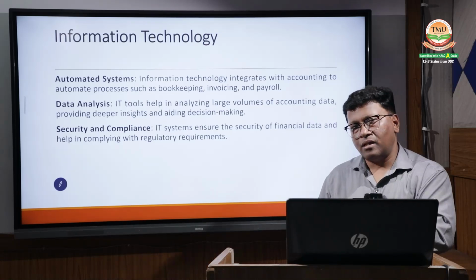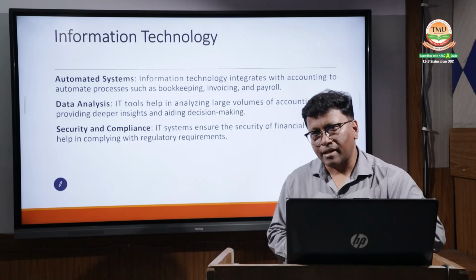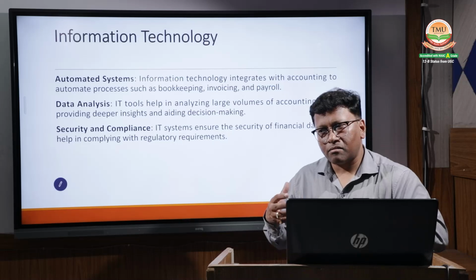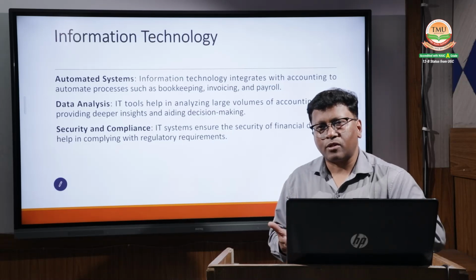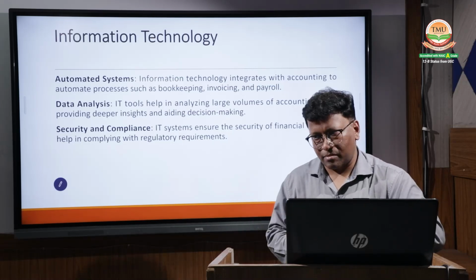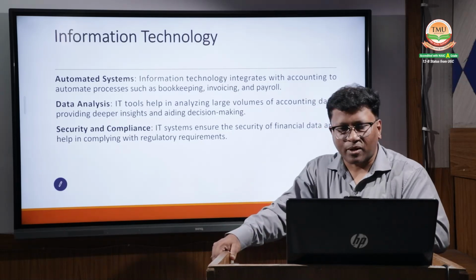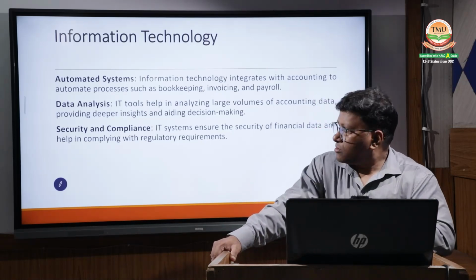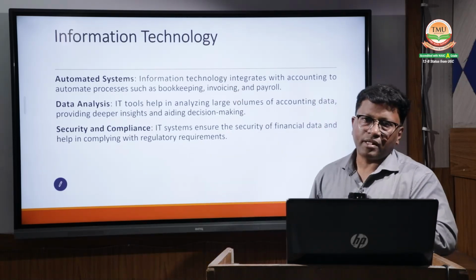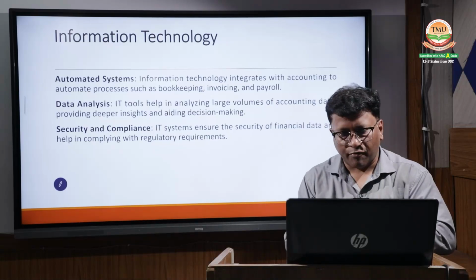Today, as you see, the government is also very vigilant, right? And every data is being attempted to be kept on a digital system. Digital India, we are talking about this concept, right? So there is a particular relationship between information technology and accounting information.